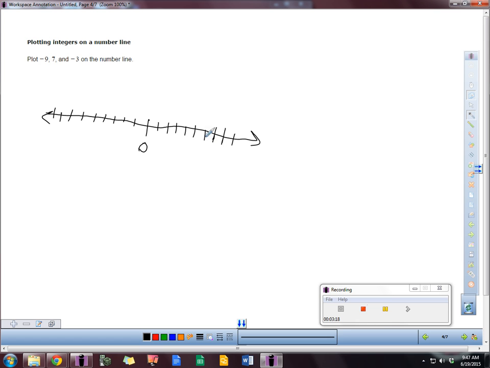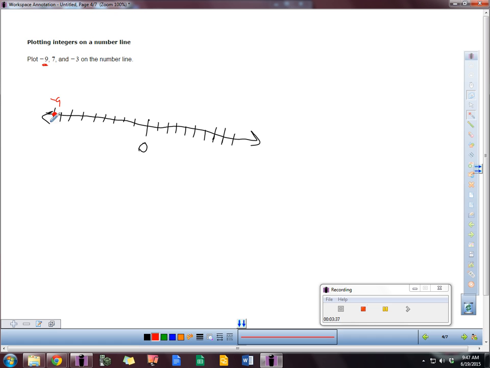Alright, and what we're going to be looking at is just plotting them. So let's take a look at this first one here. Negative 9. Okay, negative 9, we have to think about, is it to the right or to the left of 0? Well, it's negative, so it has to be to the left. So negative 1, negative 2, negative 3, negative 4, negative 5, negative 6, negative 7, negative 8, negative 9.